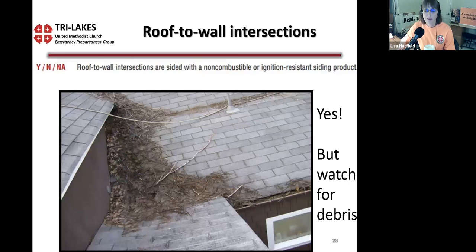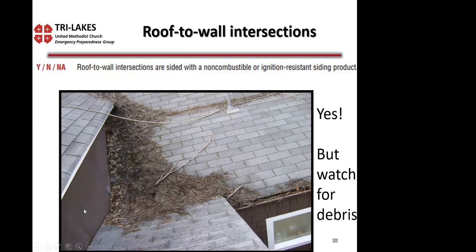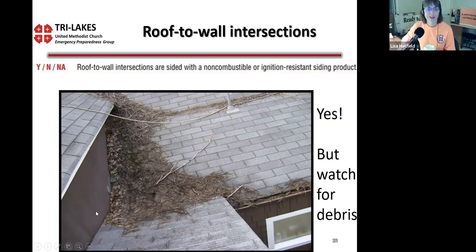So in this case, the next question says, are roof to wall intersections sided with non-combustible or ignition resistant siding? And here the answer is yes. I don't know if you can see it right here. Is my pointer showing up for you? Yes, right here. Oh, that's great. That's a new trick I learned.